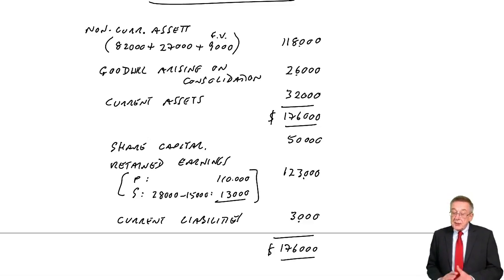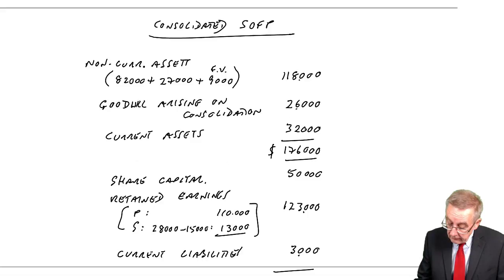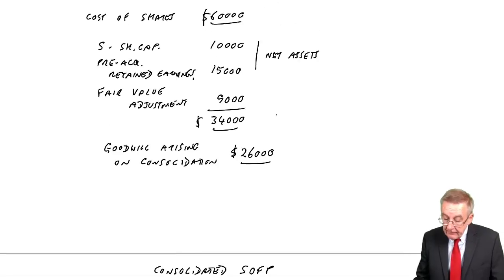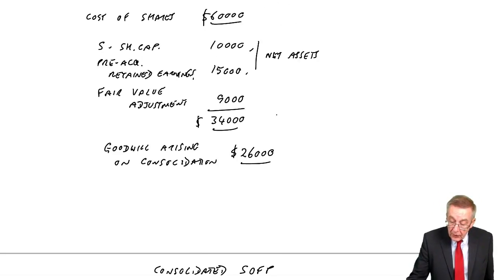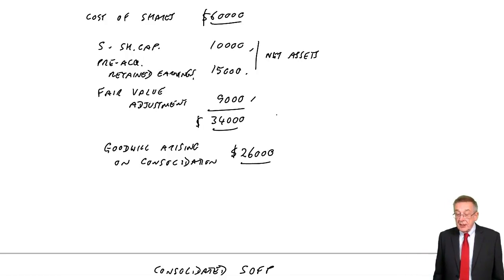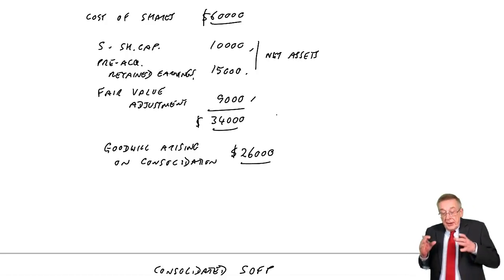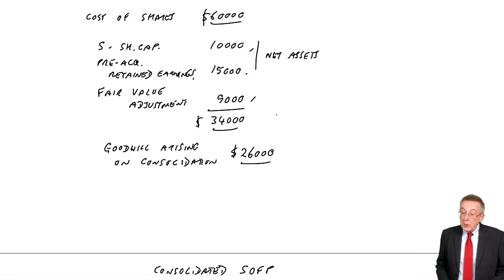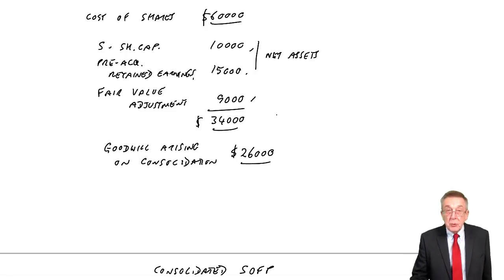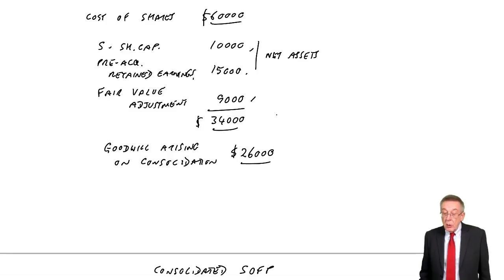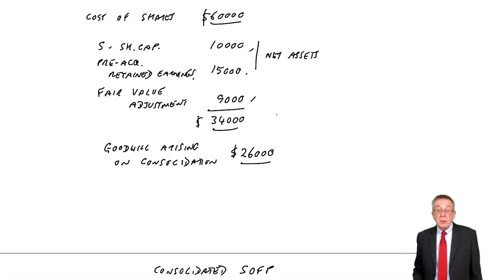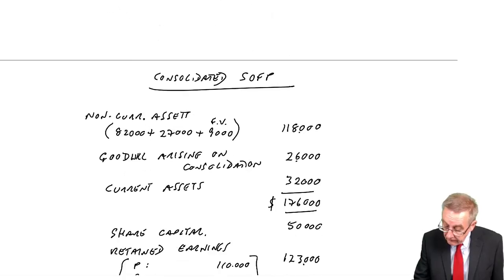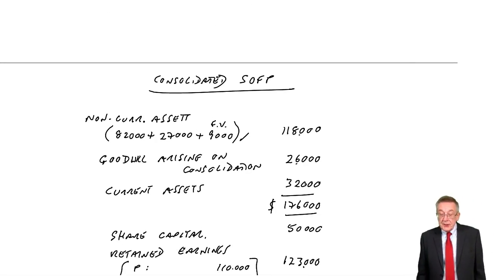And be clear, two things. Firstly, this fair value adjustment, two effects. It's one reason why we paid more than the share capital and retained earnings. On S's statement at the date we bought the shares, their net assets would have been 25. We say they were worth 9,000 more, so we increase the value of what we bought, and we increase the consolidated non-current assets by the same amount.